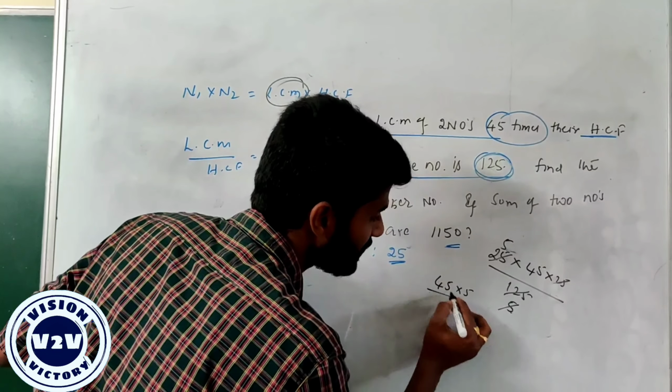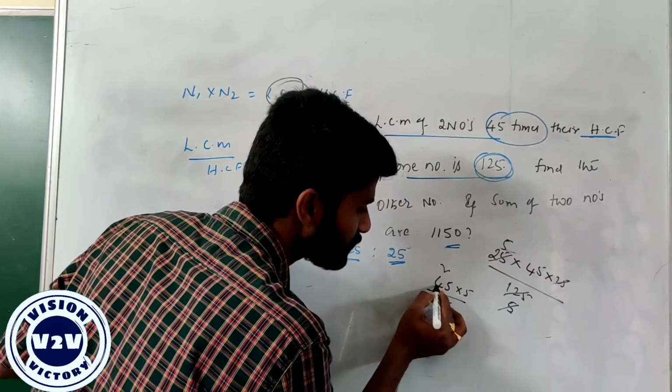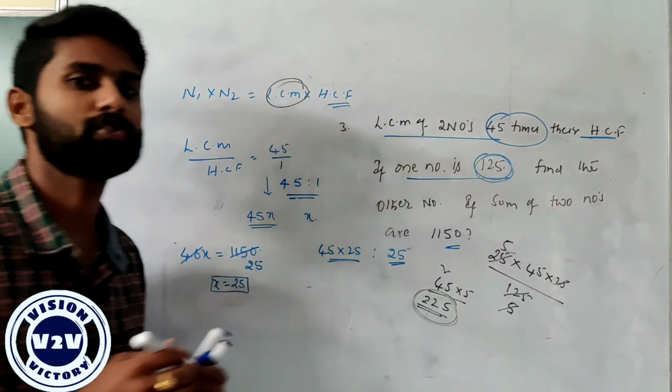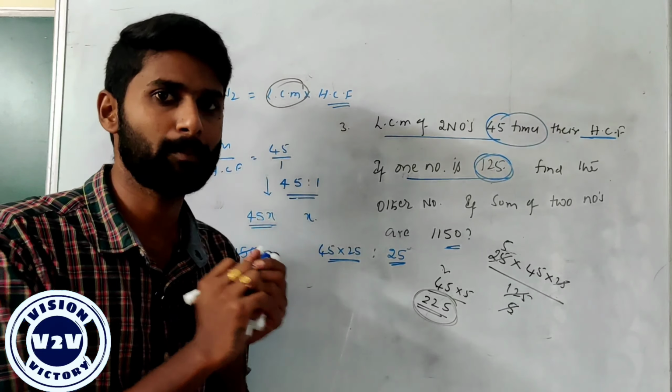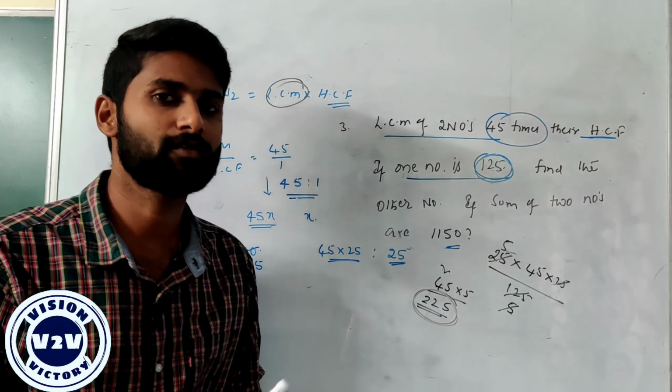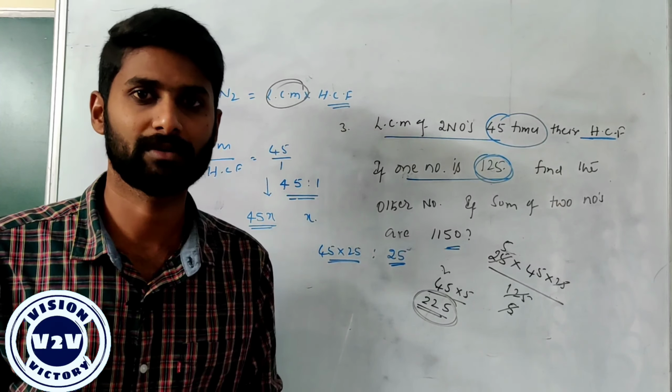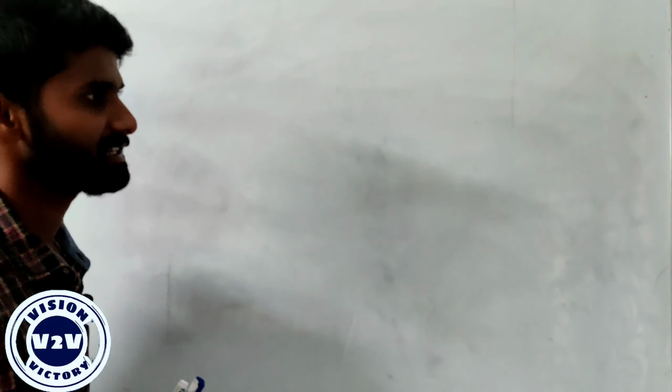5 5s are 25, 2 here. 5 4s are 20, 20 plus 2, 225. Then the other number is related to 225. So this is the important property: the product of two numbers is exactly equal to the LCM of the two numbers into the HCF of the two numbers. Clear?